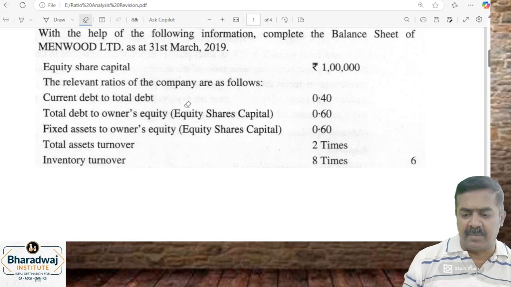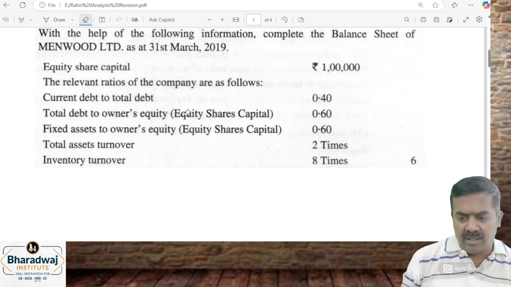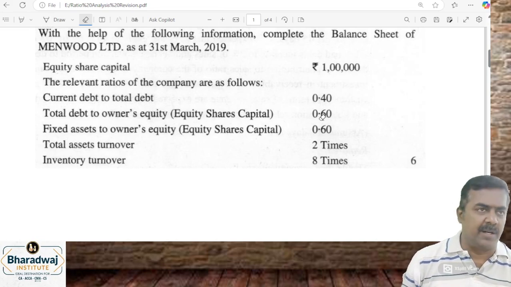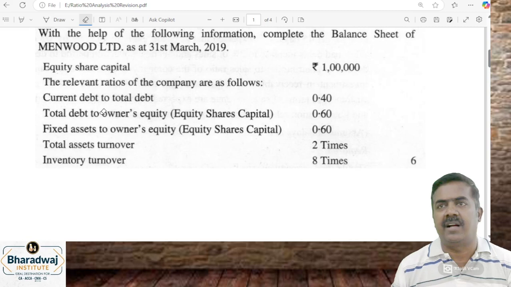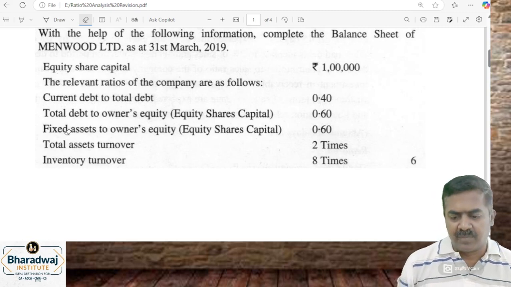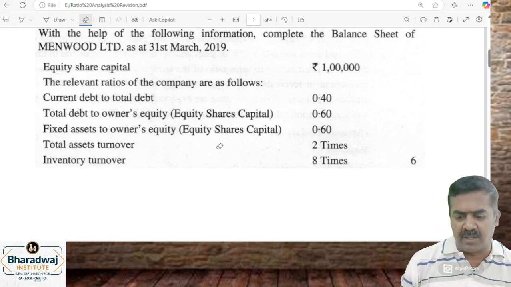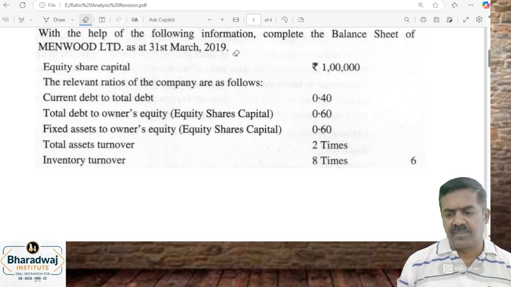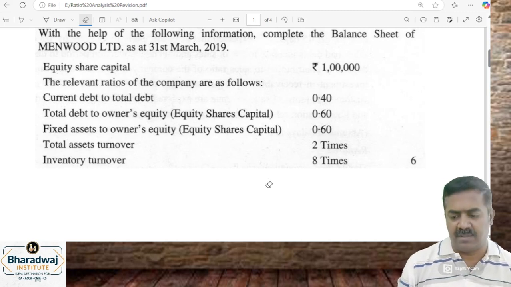Current liability divided by long-term borrowings is given. Total debt to equity; here equity refers to equity share capital. Total debt includes current debt and what? Long-term debt. Fixed asset to owners equity is given. Total asset turnover is given. Inventory turnover is given. They ask you to prepare a balance sheet. Where to start? Equity share capital, based on any information available.